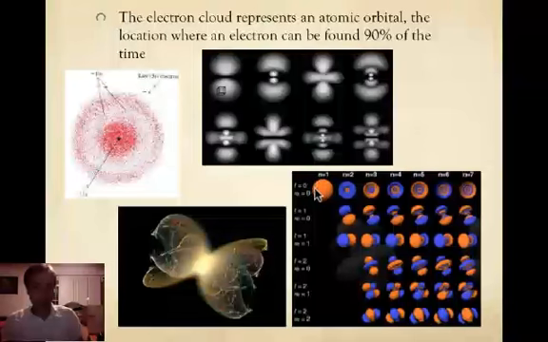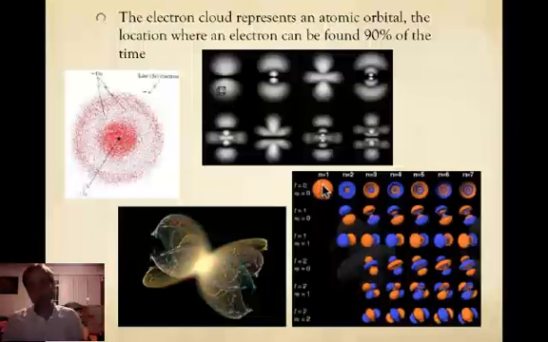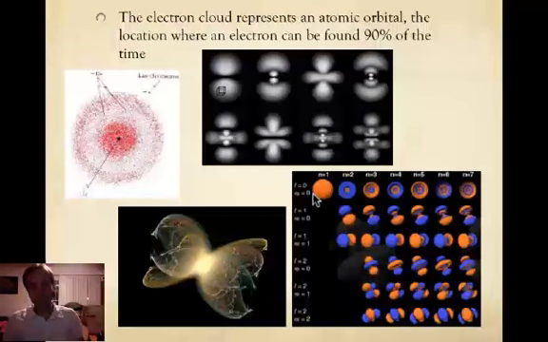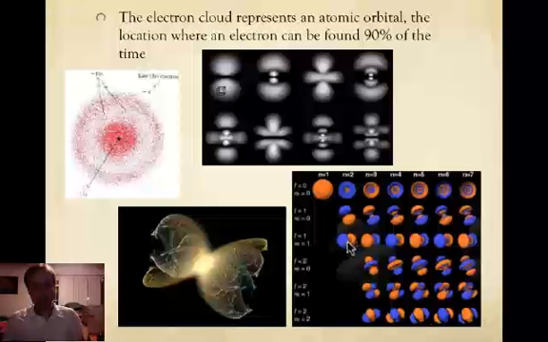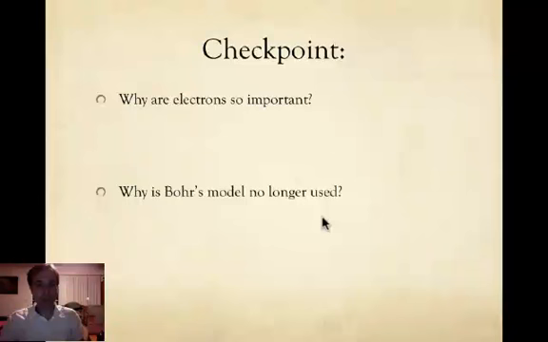So the energy level will say, for instance, an electron at the first energy level will be in this sphere 90% of the time. Second energy level, it will be either in this sphere or these two shapes here 90% of the time. So checkpoint. In other words, for a second, let's think about these questions before we move on.